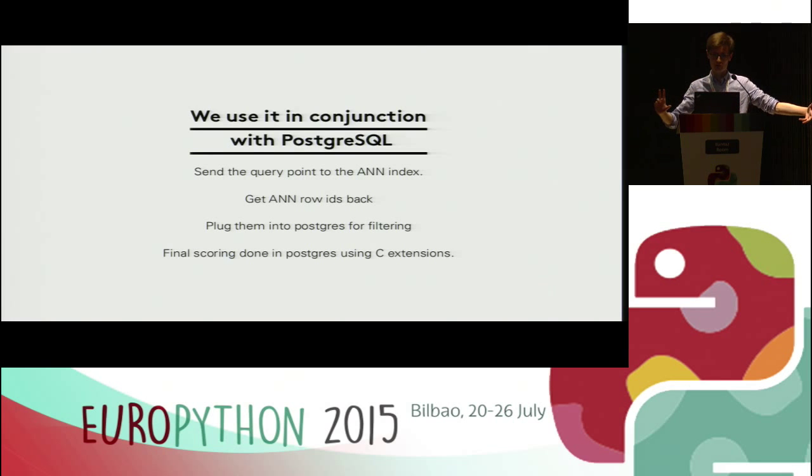So we store the actual point locations, the actual vectors, as arrays in Postgres, and we've written some C extensions to Postgres that allow us to do the distance calculations in Postgres, which is quite nice.